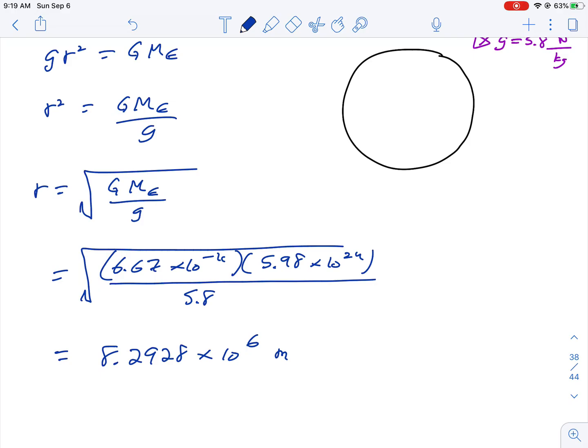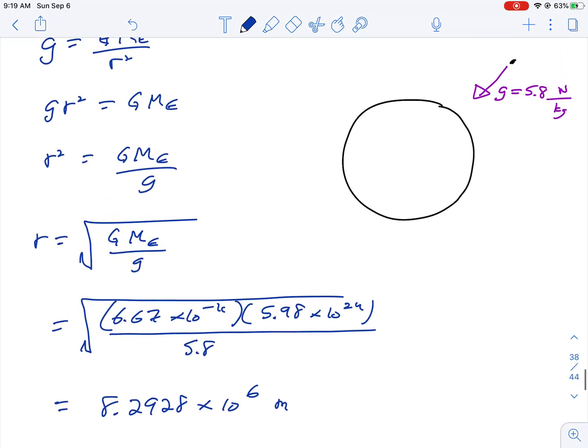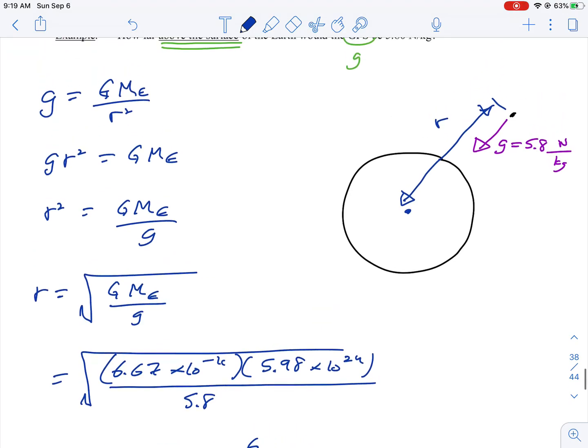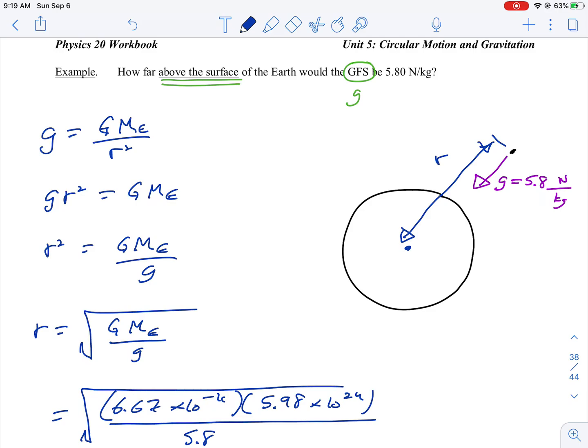But you have to realize what I'm just giving you here, that distance r. Do you remember what the distance r represents? That is the distance from the center. So from the center to that location, this entire distance, that distance is r. But can you see that that's actually not what we're looking for? We're not looking for the distance from the center. We're looking for the distance above the surface of the Earth.